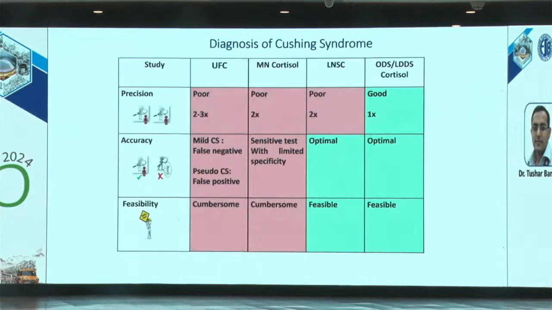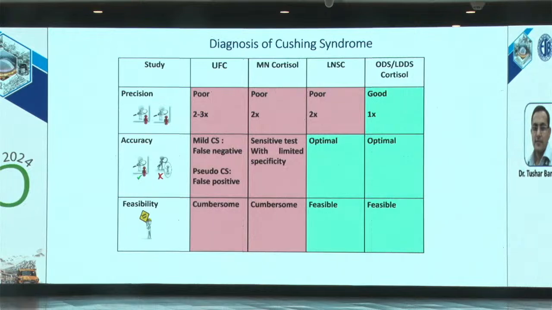That's the message. So when we talk of the screening tests, we know about UFC and midnight cortisol. These are old gold standards, but there's a problem doing UFCs with 24-hour collections. There is variability of almost 50%. In mild cases, you're not going to pick up cases of Cushing's there, and 2 or 3 samples have to be done.